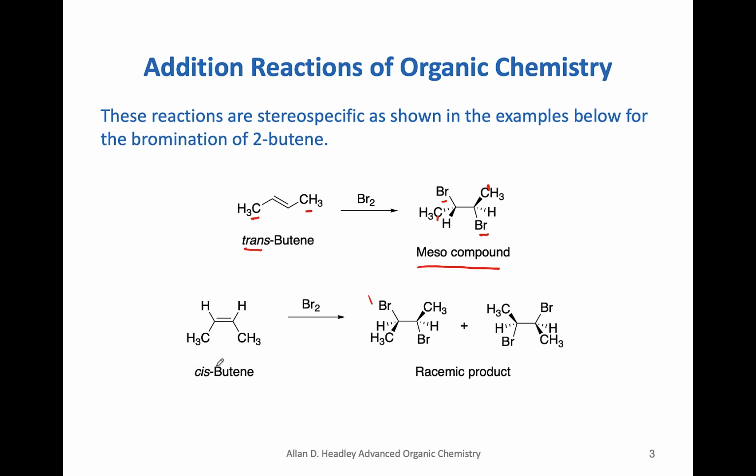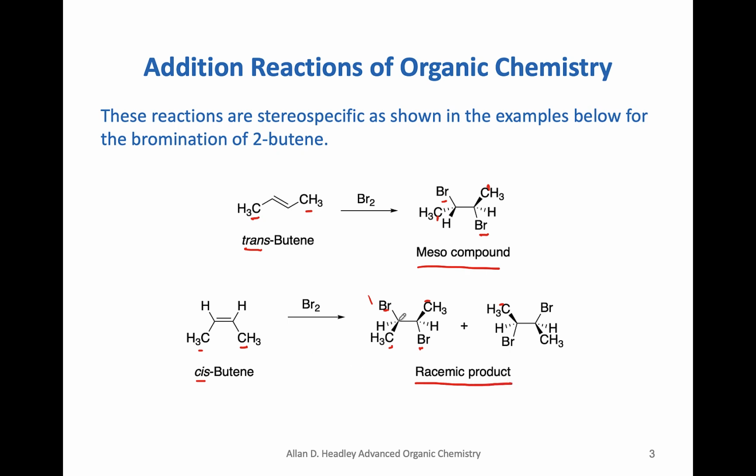Here is the cis butene. So again, the bromine will add to give a trans product, and you'll see here that the methyl groups are on the same side. Same side. And as you can imagine, it could add here, and its mirror image will be different. So therefore, this is a racemic type molecule.